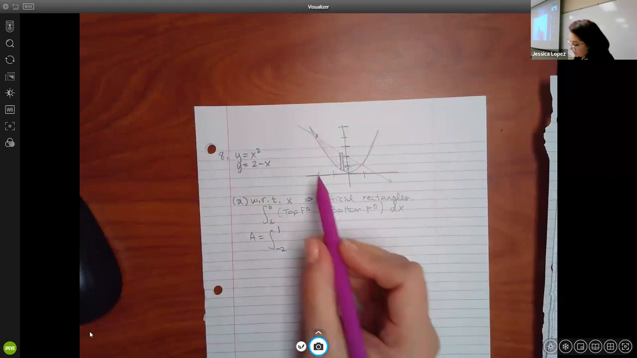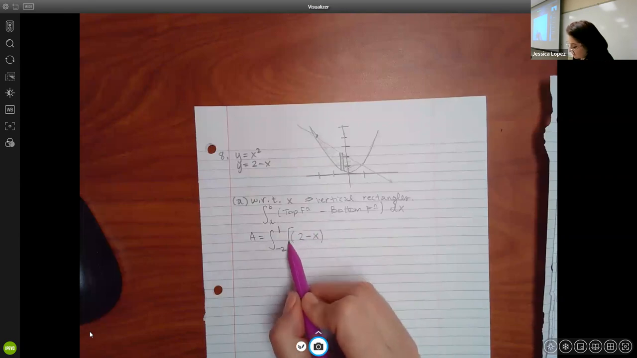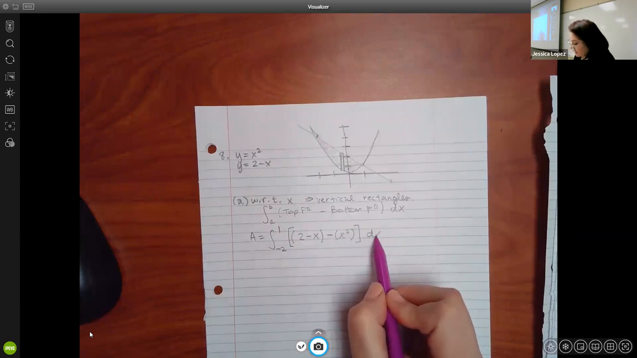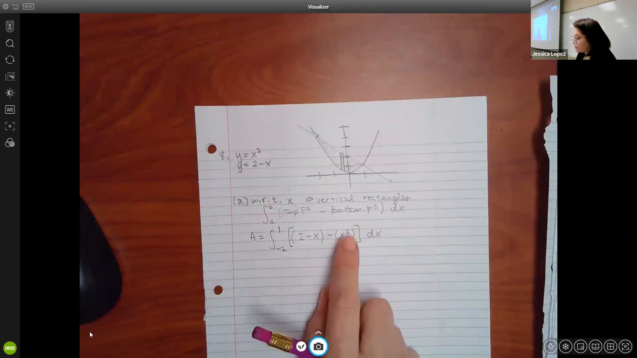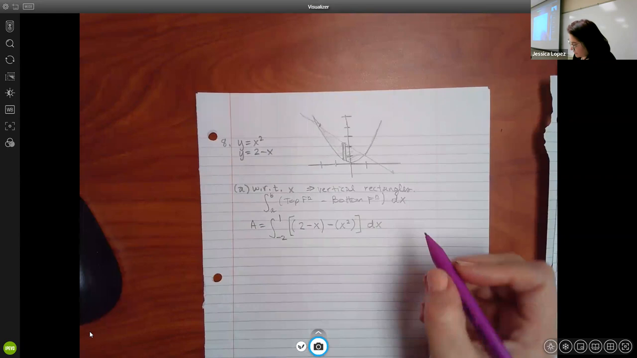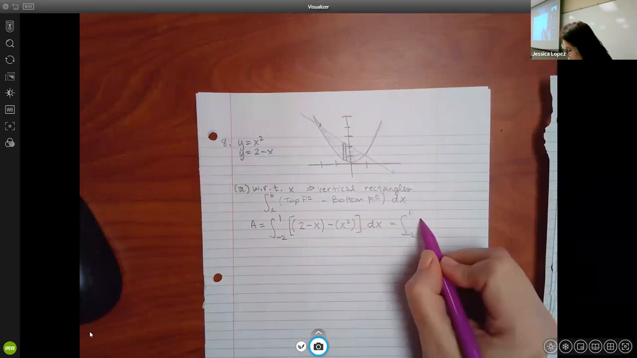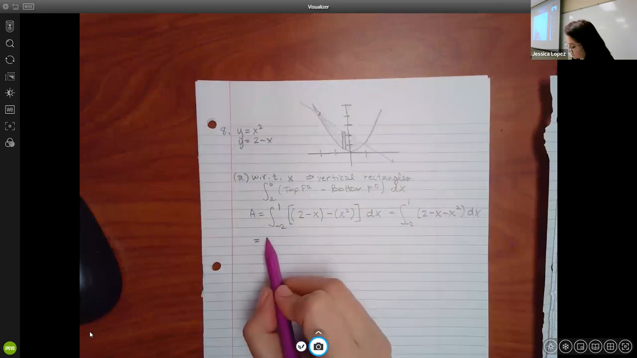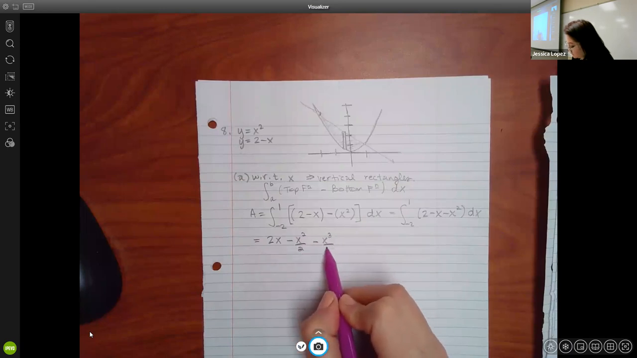Now the top function is the linear function, right? So the top function is 2 minus x. And then the bottom function is x squared. I like to write it like this with a bracket and parentheses, in case this guy has more than one term, you will have to distribute that minus, right? But it doesn't have more than one term, so it's just minus x squared. It's not too terrible. 2 minus x minus x squared. And then we do our power moves. We get 2x minus x squared over 2 minus x cubed over 3.